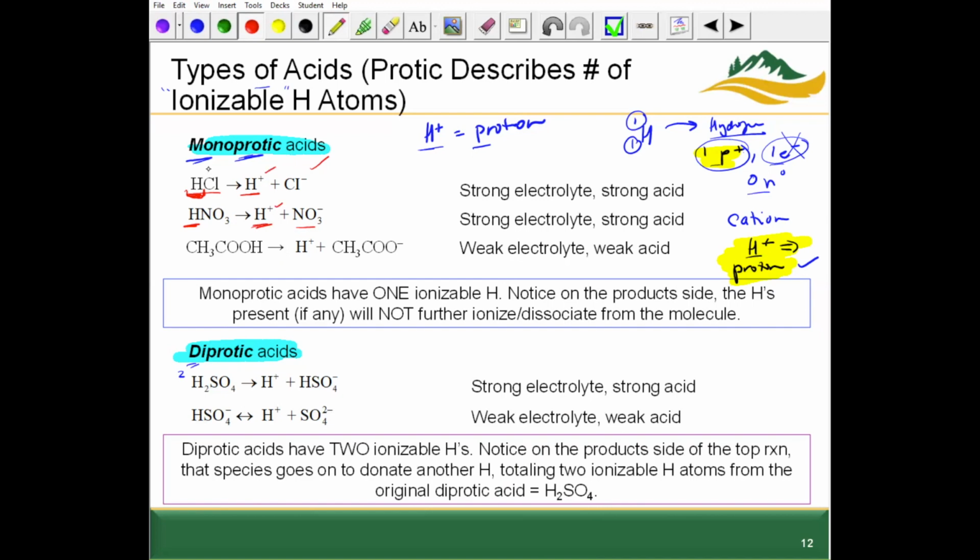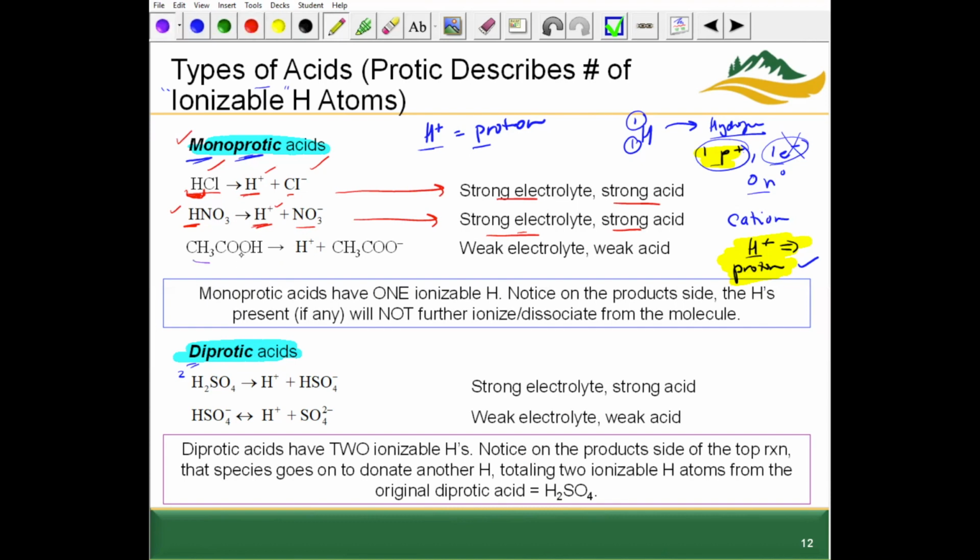Because this is a strong acid, these are strong electrolytes because they're strong acids and they completely dissociate into their respective ions in solution. These are strong electrolytes, strong acids, and also considered monoprotic acids.